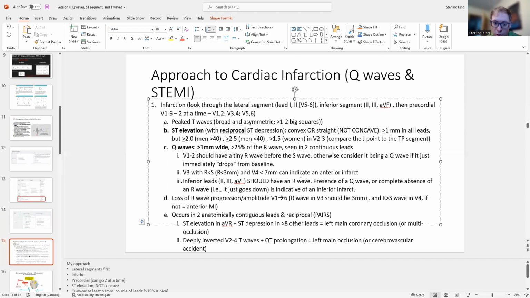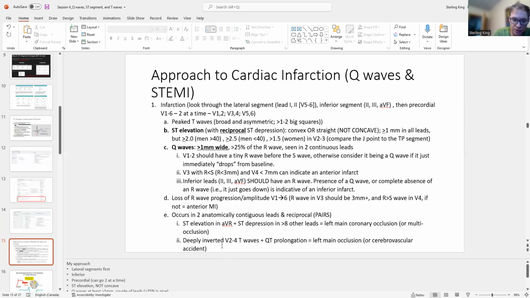Inferior leads should always have an R wave. So 2, 3, aVF, all those leads at the bottom of the heart should have an R wave. If they don't, that's a Q wave, not an S. Loss of R wave progression, V1 to V6, is not good. They should be getting higher. If they don't, it's probably an MI. And two leads beside each other.